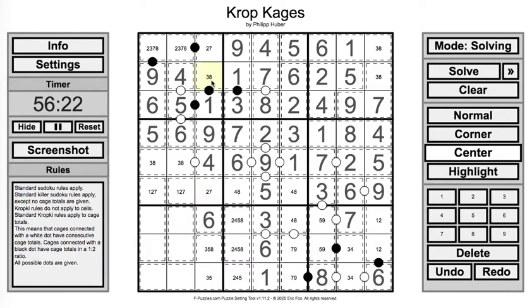We can't have a 5 up here, so the 5 is in this cage and can never be in this cell, and this puts the 5 into this 2-cell cage. So basically this cage is now 5 and 2, which would be 7, 5 and 4, which would be 9, or 5 and 8, which would be 13.